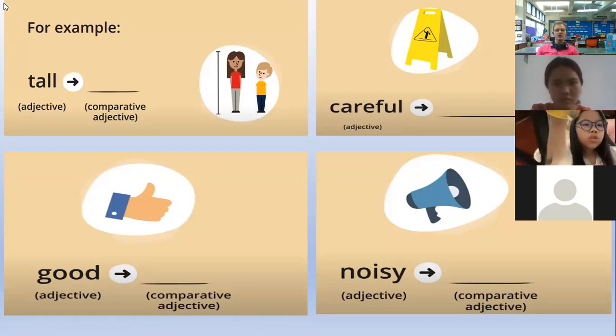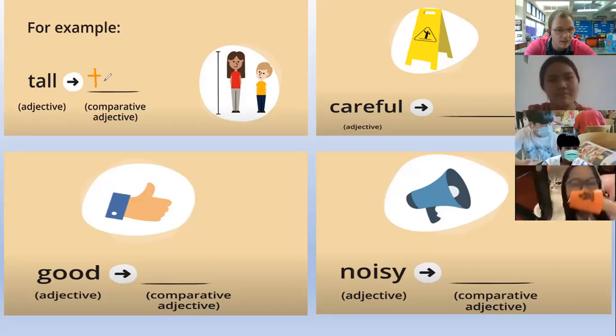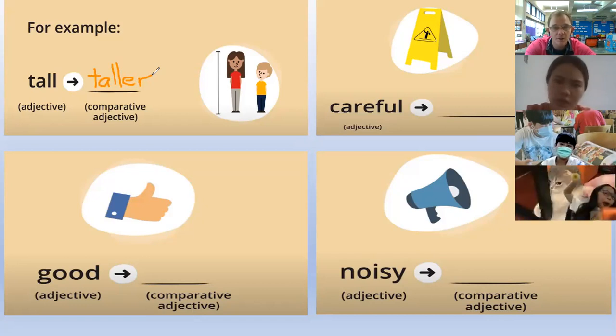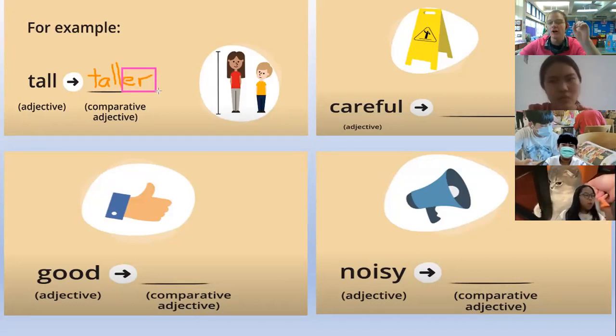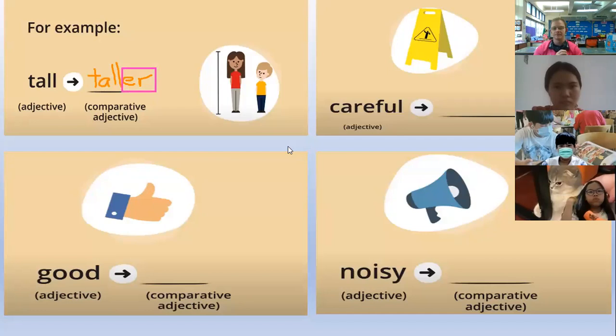Let's see who paid attention so far. Who was listening? Taller. Can you spell that for me, please, Jasmine? T-A-L-L-E-R. So here we only added an ER. So what is the rule? The rule is one syllable, add ER. So tall is one syllable.